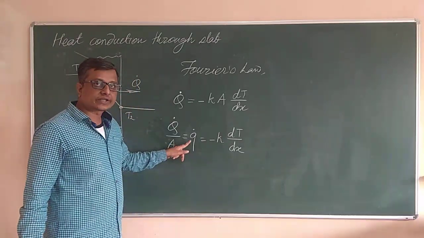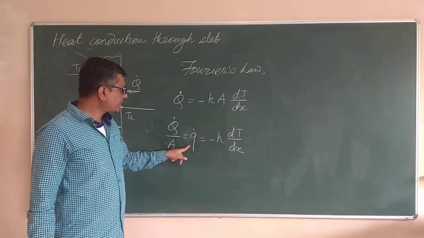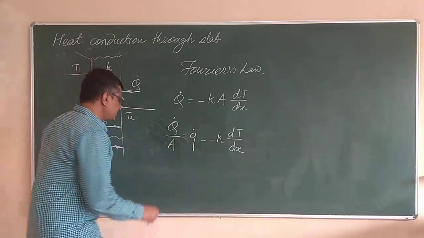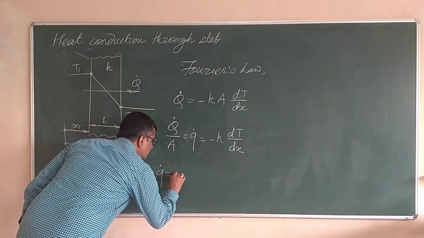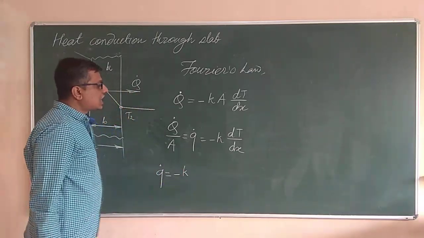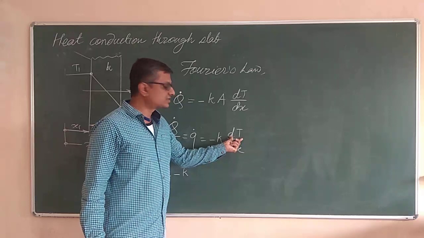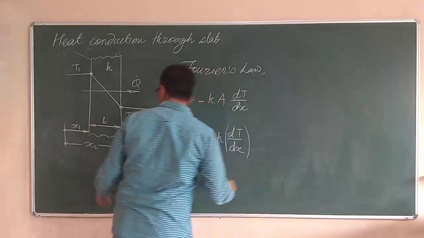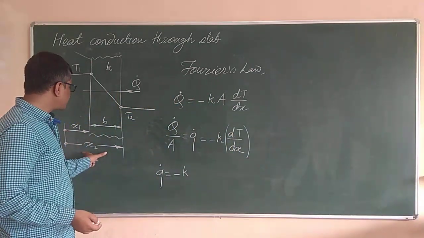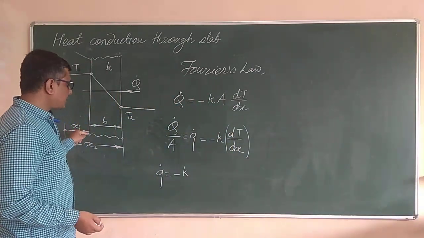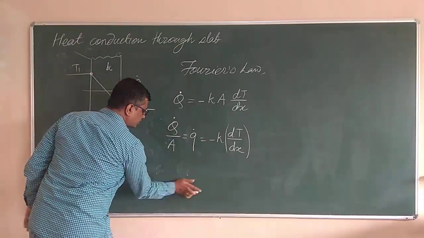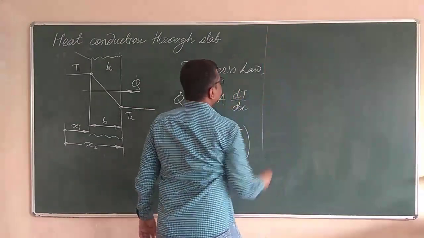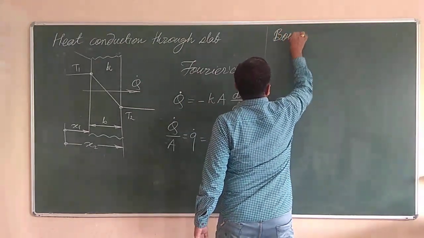And q dot is the rate of heat flux. So now I can take this q dot as equal to minus K, and the temperature difference is applicable from x equal to x1 to x equal to x2. Or a better way, let us take the limiting condition, the boundary conditions. What are the boundary conditions? I would like to write it over here.